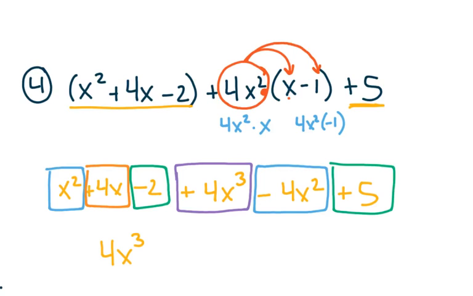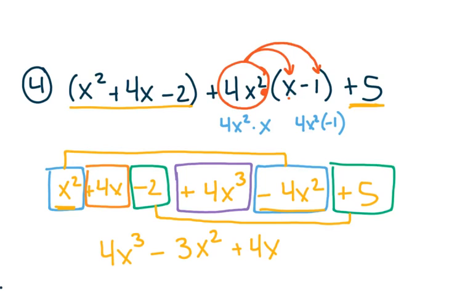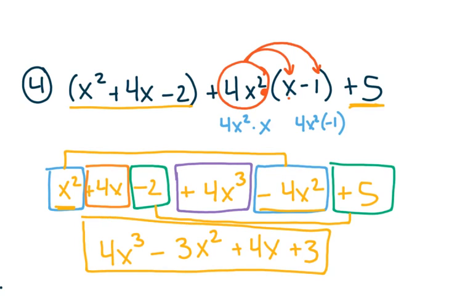cubed. Now I need to combine my x squared terms. So I have an x squared minus 4x squared, which is equal to minus 3x squared. My x term was all by itself as a plus 4x. In the last term, to combine my constants, I have a negative 2 plus 5, which is plus 3. So this would be my final simplified answer written in standard form.